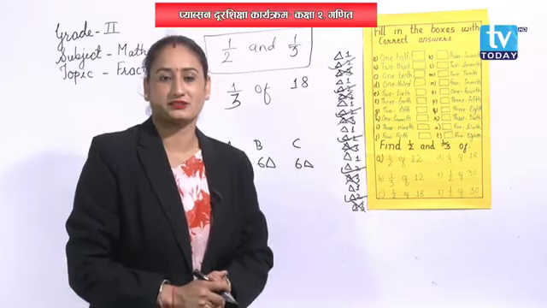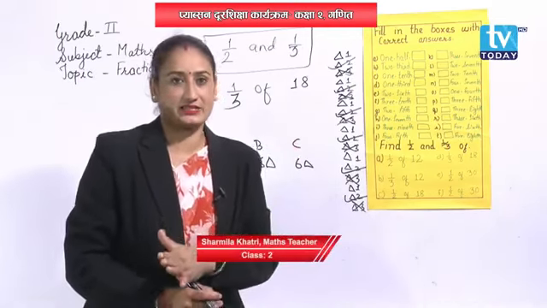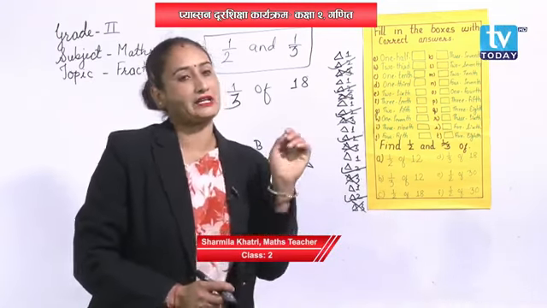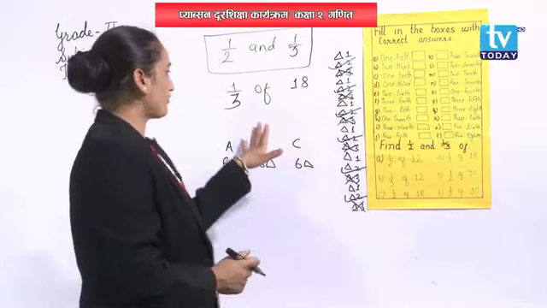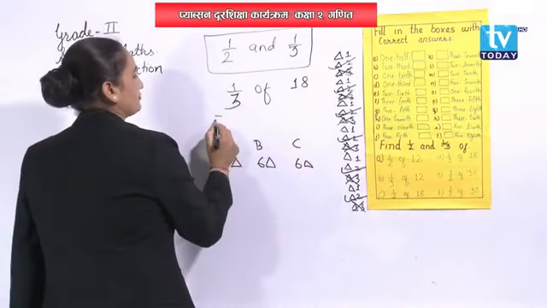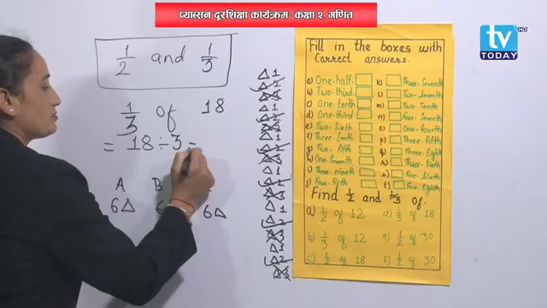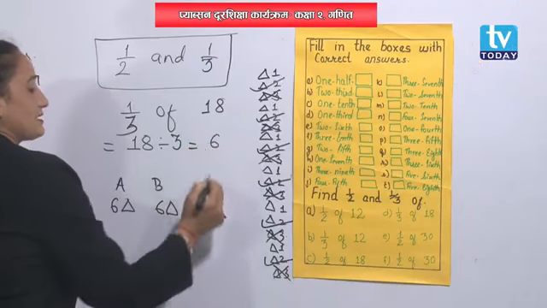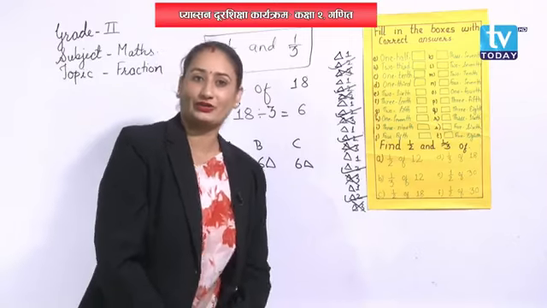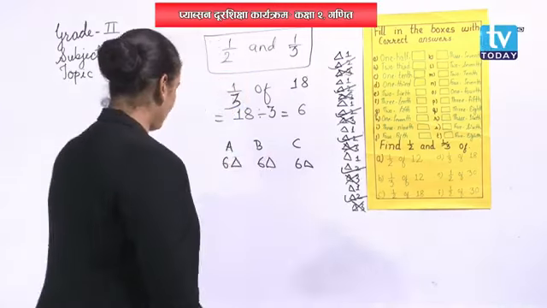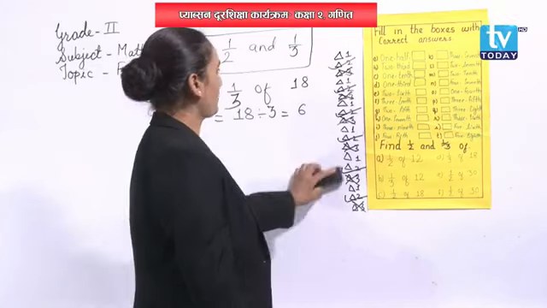That means 18 triangles are divided into 3 groups, and each group is getting 6 triangles. So how to write it in the answer form? Let's write it. 18 divided by 3 groups, then each group is getting 6 triangles. So you have to write 6 here. Very good. I hope you are understanding it, right?